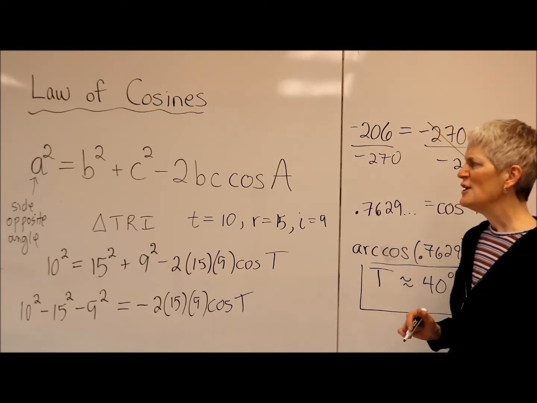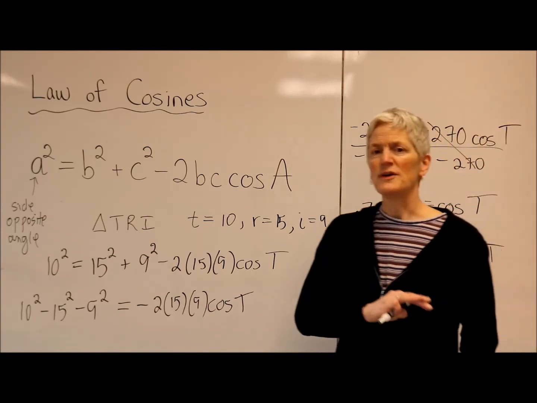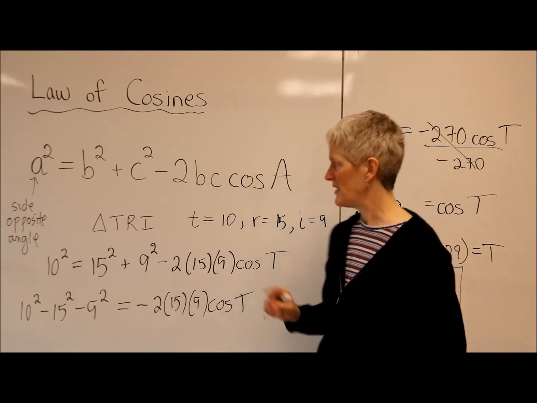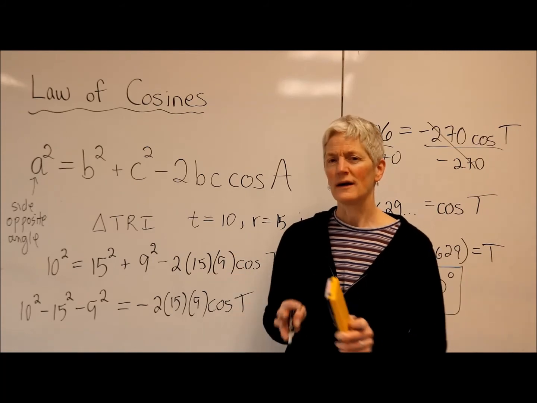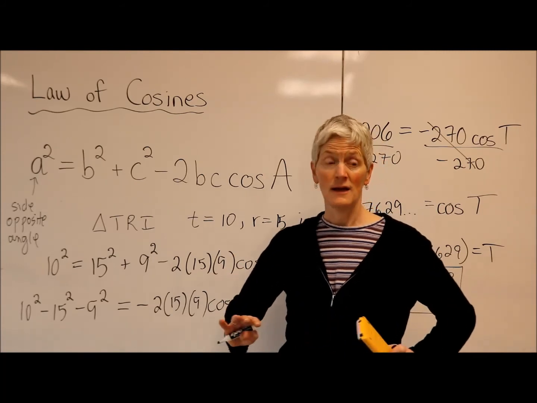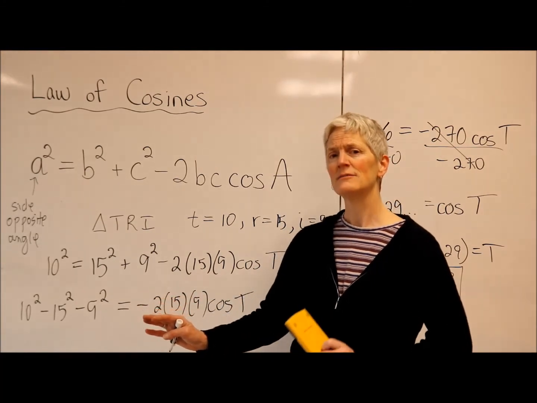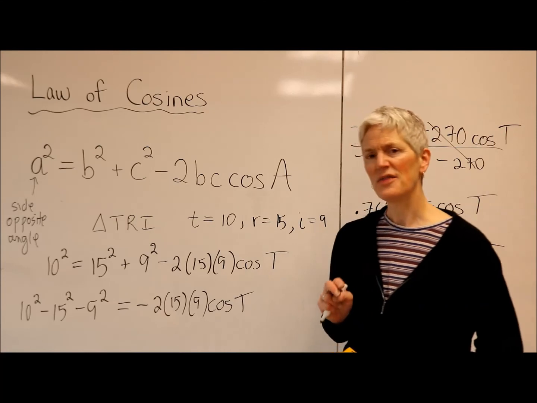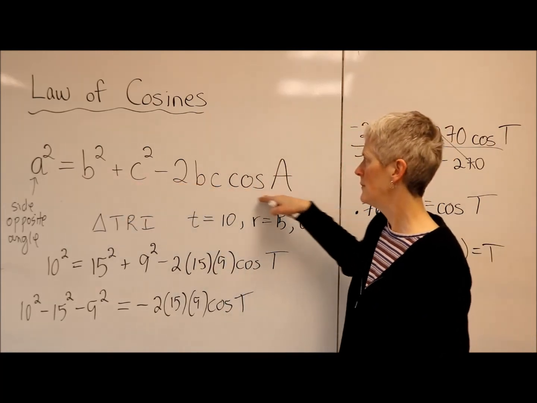Okay? So play around with this. You have 4 ingredients, 3 sides, 1 angle. One thing for you to think about, 2 things for you to think about. What ingredients work? Can you be given any 2 sides and any angle and find the 3rd side? Play around with that. And a second thing to think about is, where did this come from?